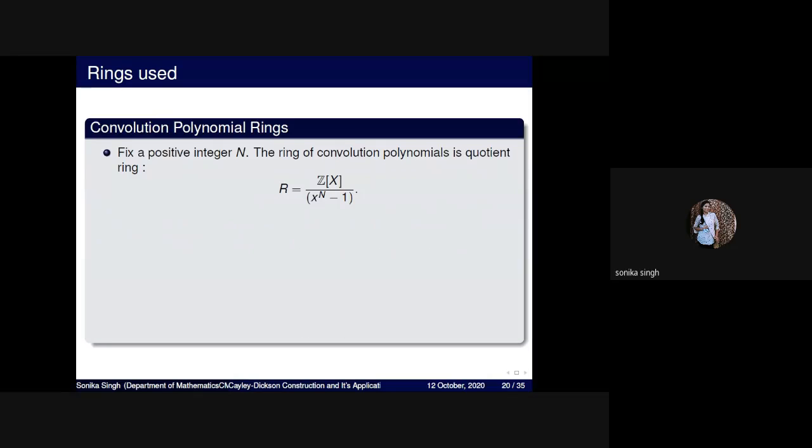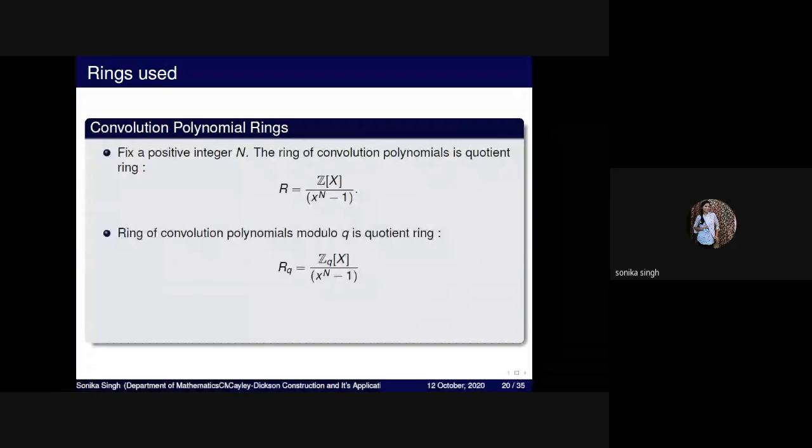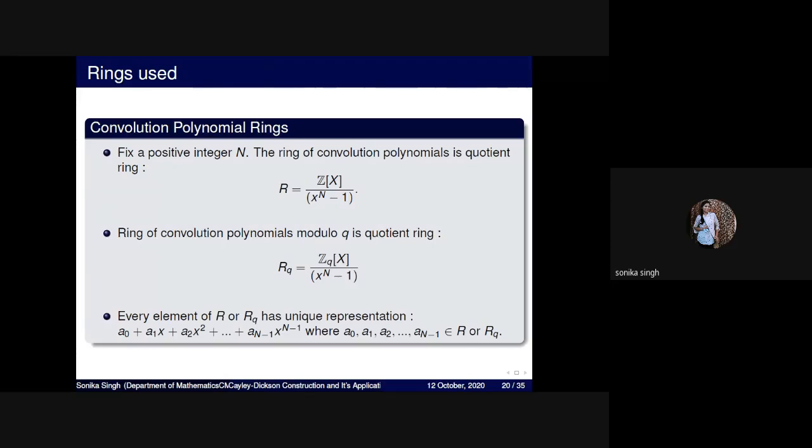Now again, we need some specific types of rings called convolutional polynomial rings. These are quotient rings of the form R = Z[x]/(x^n - 1) and Rq = Zq[x]/(x^n - 1). And these polynomial rings are only for one-dimensional crypto applications. For higher dimensions, we will replace Z or Zq by the required algebraic quantities like Gaussian integers, Eisenstein integers, quaternions, octonions, hexadecanions, etc. This is the polynomial representation of a ring element.